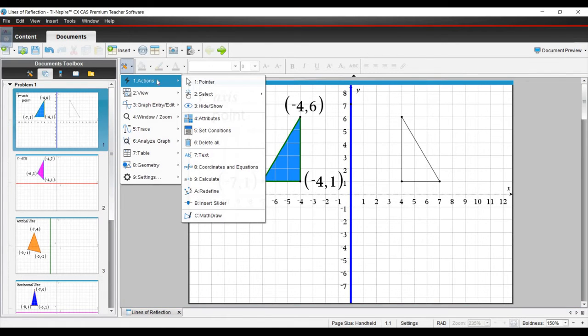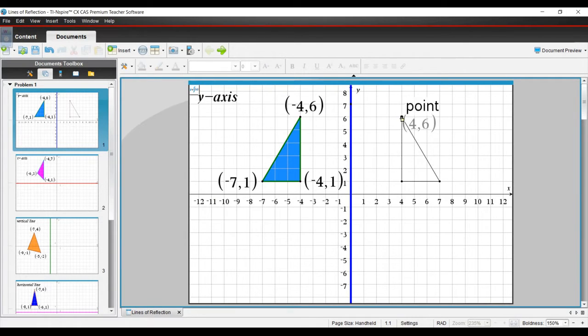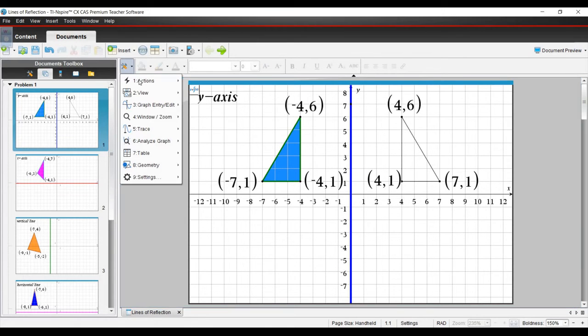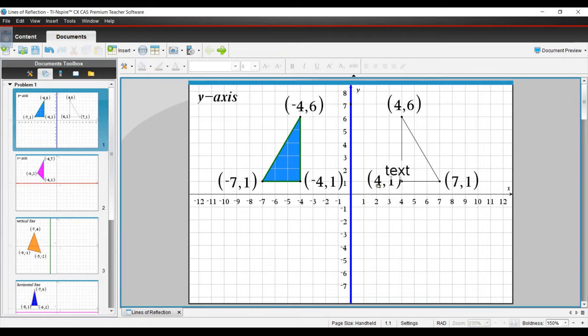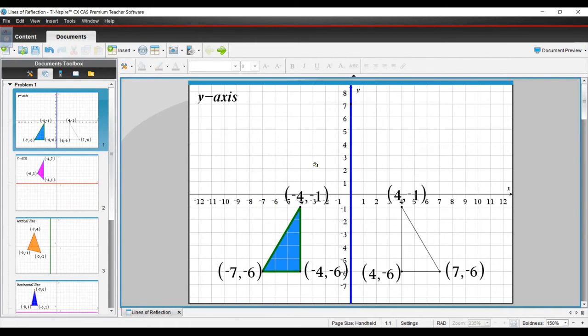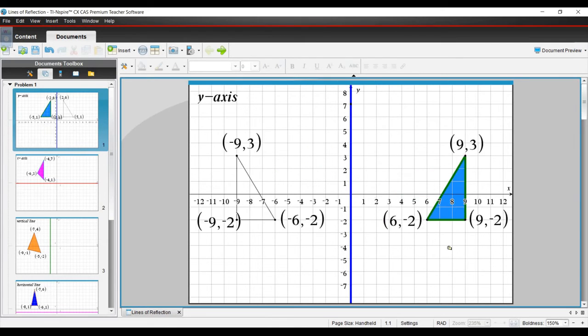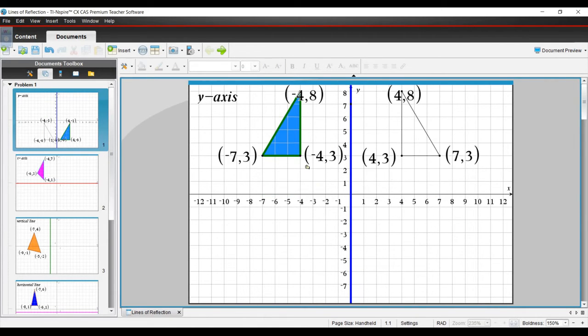All right, and then let's go ahead and add those coordinates in right here so we can see clearly what our result was. All righty, there we go. So let's just line these up a little bit better here. All right, and as you can see, we got an image over here of our pre-image. And one of the great things about this software is I can move it all around now, and you can see what that reflection looks like.